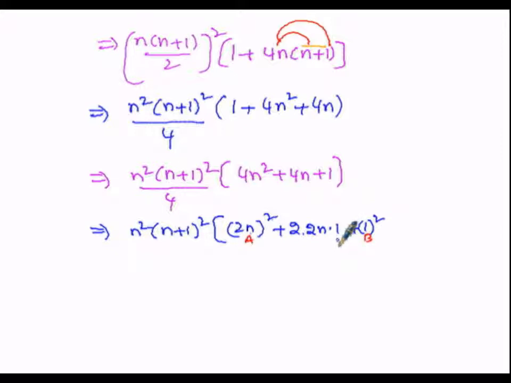So here let us check. 2n whole square value is 4n square, 1 square value is 1, 2 into 2 is 4, 4 into n is 4n, so 4n. Now it is in the form of, so here 2n is a, then 1 is b, so 1 will be b. It is in the form of a square plus 2ab plus b square.